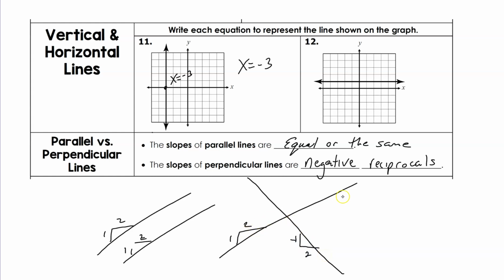Right, so we could say the slope of, let's call this line A, and the slope of line B. So the slope of A is 1 over 2. The slope of B, oops, excuse me, will be -2 over 1. The exact opposite would be -2 over 1. See how I just took it and flipped it over and changed the sign? That's what negative reciprocal means.